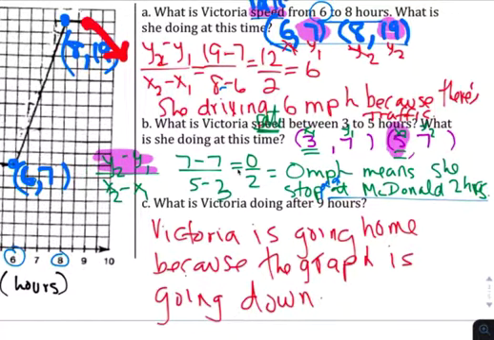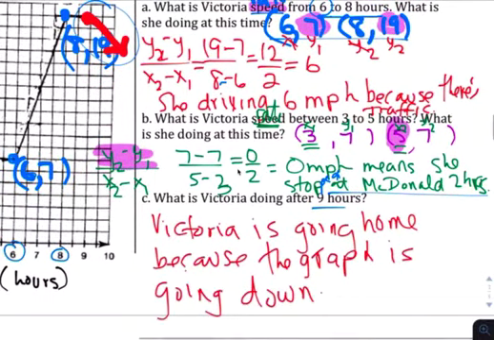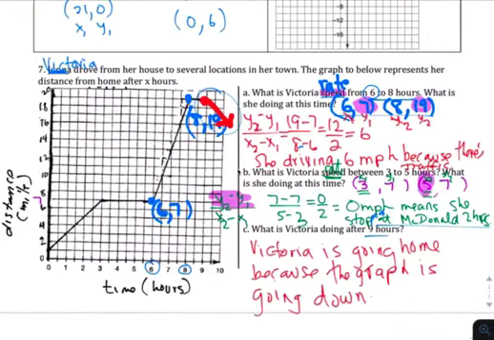And then after 9 hours, notice I put it in red. The graph is going down, so that means she's going back home. This is about her traveling in her town, because the graph is going down.